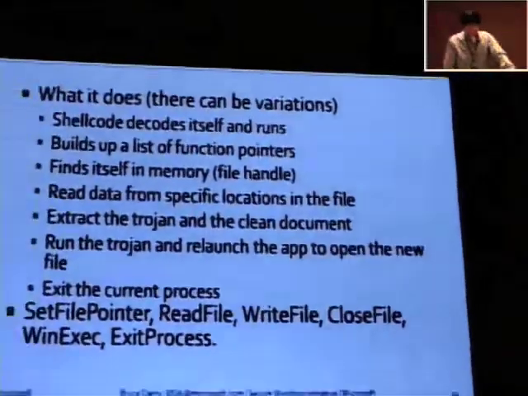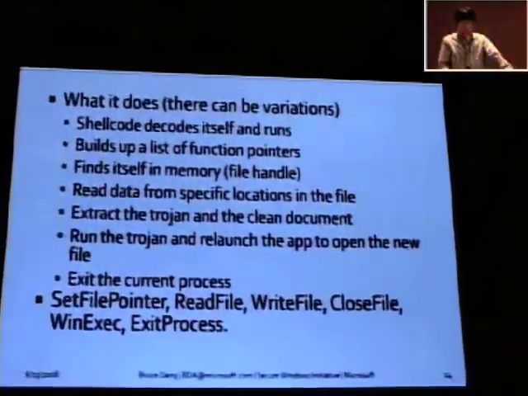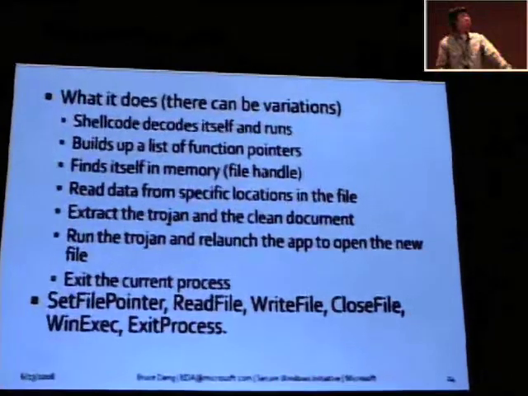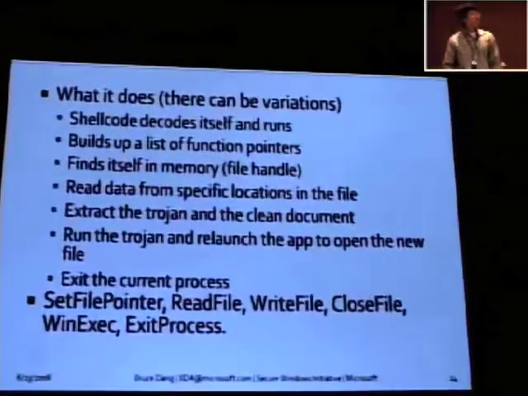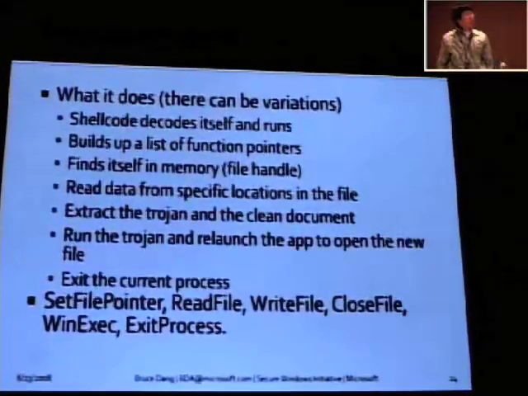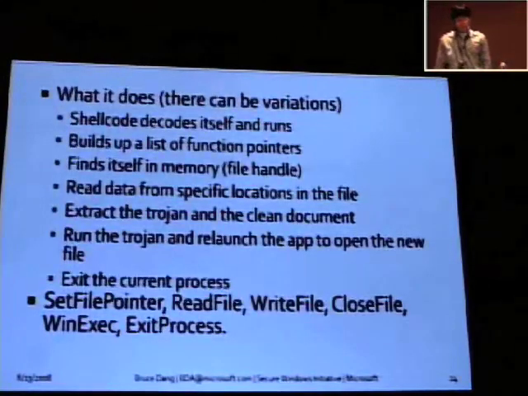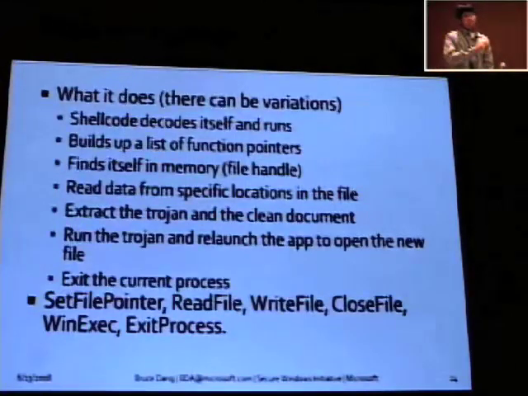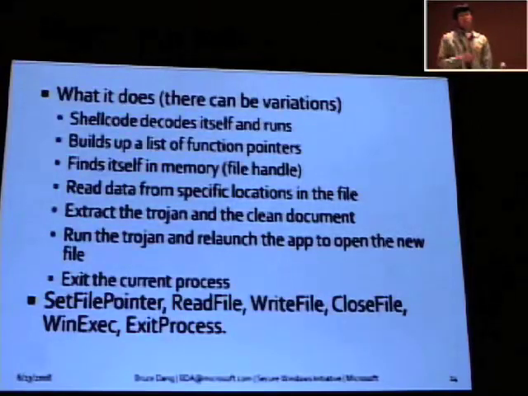Anyways, so after the shellcode decodes itself, it builds up this list of function pointers that it needs, and then it finds itself in memory, basically going through the file handle brute forcing method. Then it calls SetFilePointer to seek to a specific position that it knows is the beginning of its Trojan, reads that buffer, writes it to disk, and then calls WinExec on it.